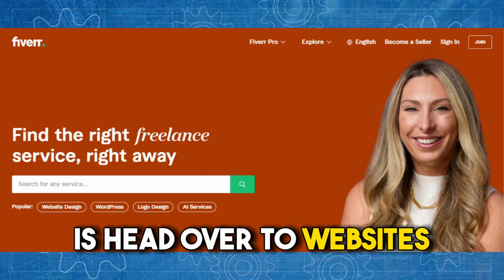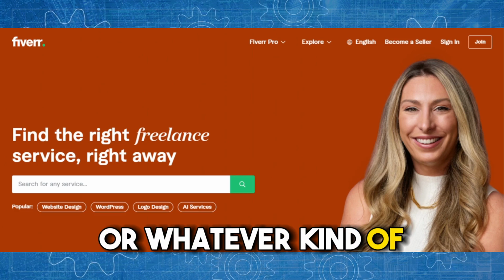Implementing tracking on Google Ads is absolutely crucial, and that's why I make it one of the key areas of my audit process, because if your tracking is off, your data is off, meaning everything in the account is meaningless. So it's important to get this right. What I always advise small businesses is head over to websites like Fiverr or whatever kind of freelancer websites are out there if you can't solve your conversion tracking problem yourself.